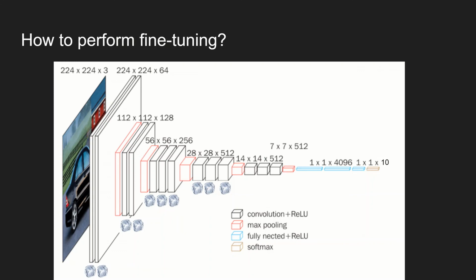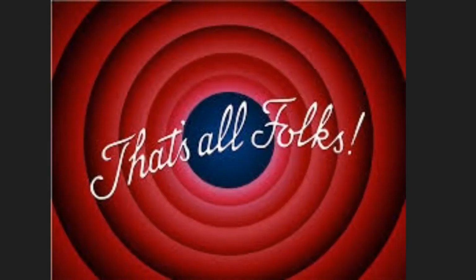We could do this for the entire network for each of these layers, but usually the earliest layers will be completely general and completely useful for any image recognition task that we have. So often we'll just stop after an arbitrary number of layers. And that should be everything that you need to know to perform transfer learning on the ResNet.